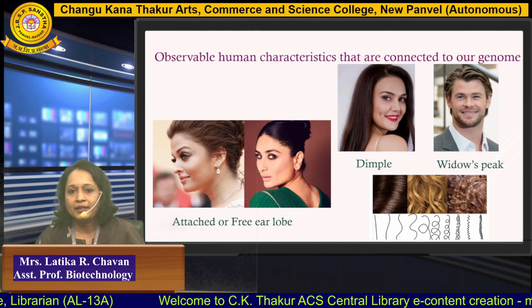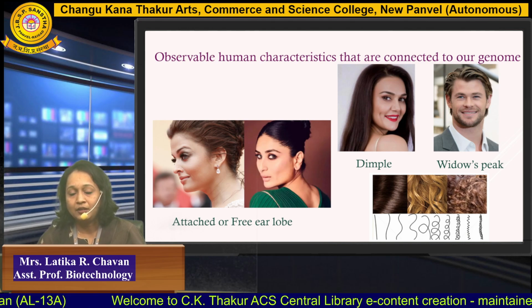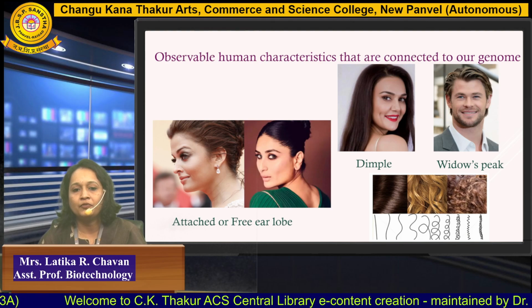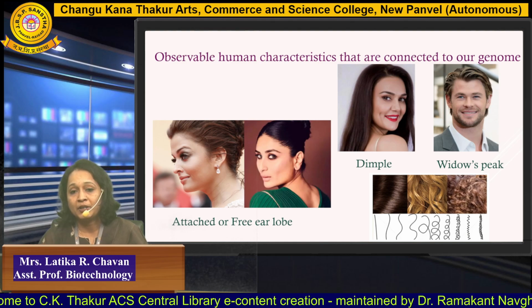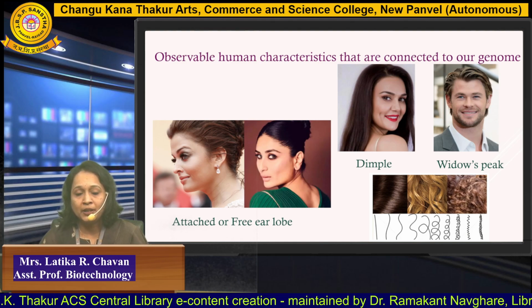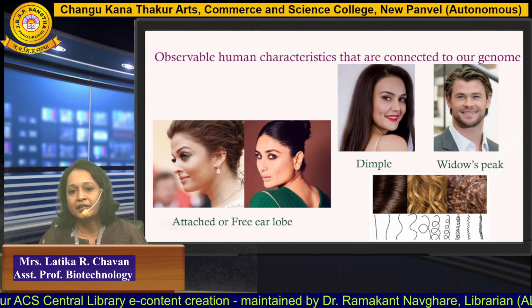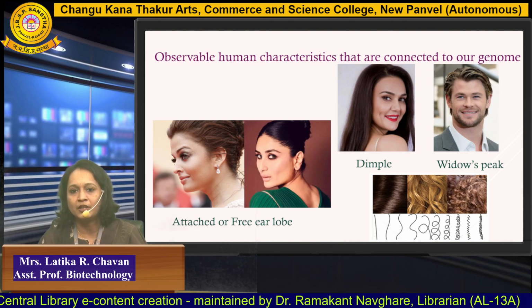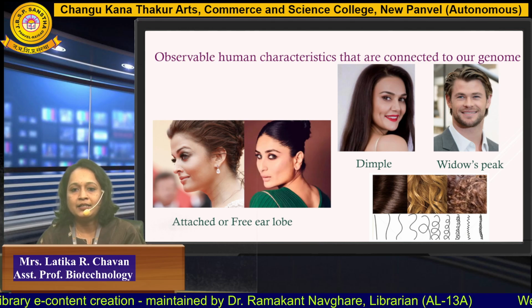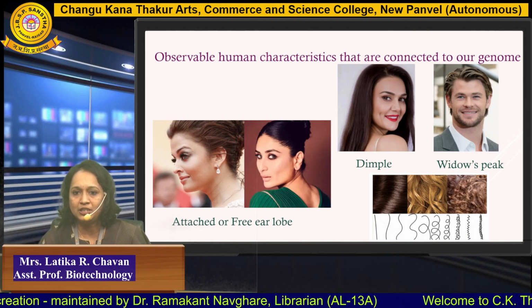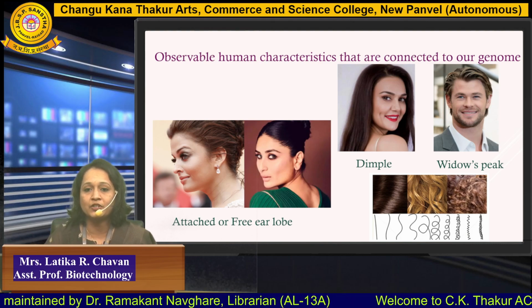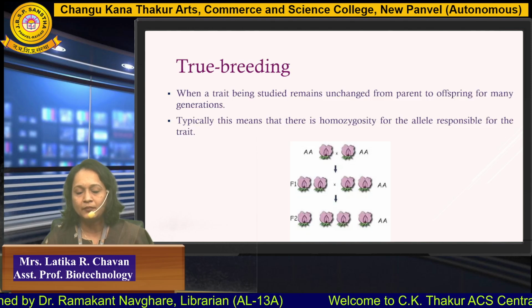These are observable characteristics offered in human beings. For example, we have attached or free earlobes. There may be the appearance of a dimple, a widow's peak, or curly or straight hair. If you observe the diagram, there are several kinds or possibilities of curliness of hair, which are originally there because of the genes present in that organism.